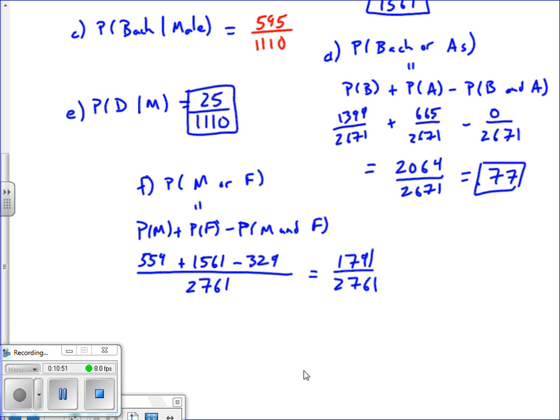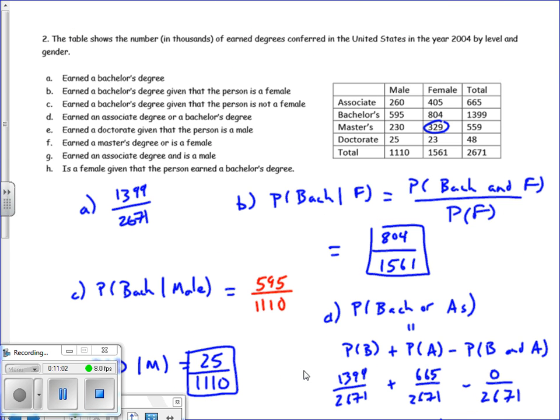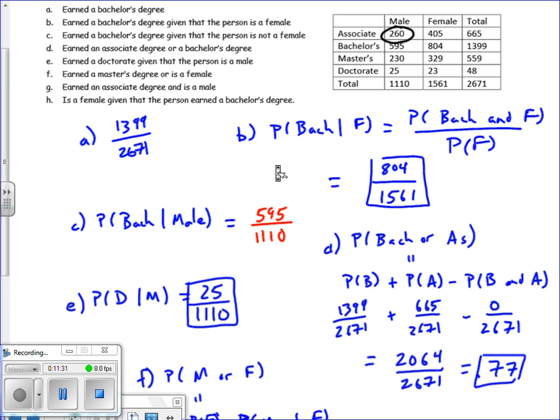And again, for those of you, I know I'm switching back and forth, but if interested, this is 0.649. So about 65% of the folks are either female or have a master's. Earned an associate's degree and is male. We don't know if these things are independent. We have not done an independence check, so the multiplication rule doesn't work. So what I suggest here, just go to associates male. That'd be that number right there. So it's 260 out of the total, 260 out of 2761.